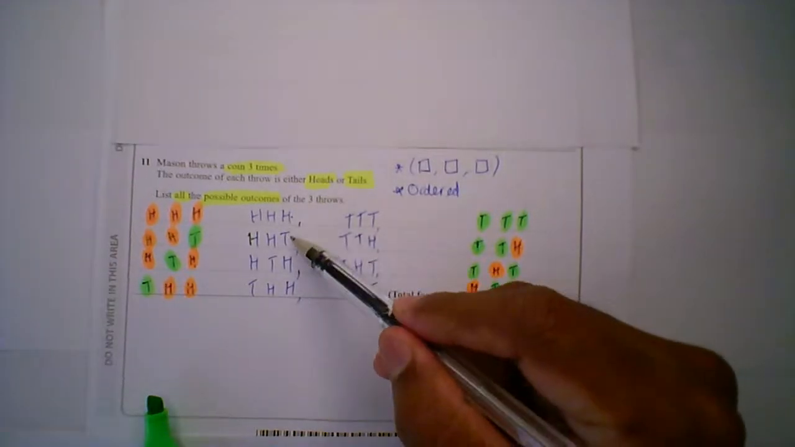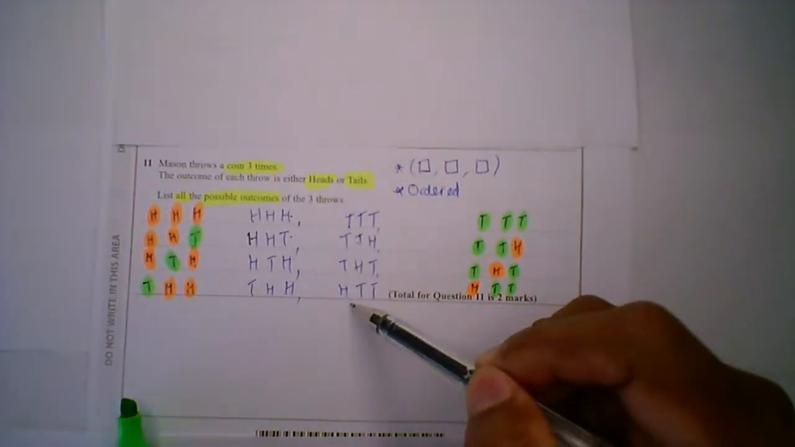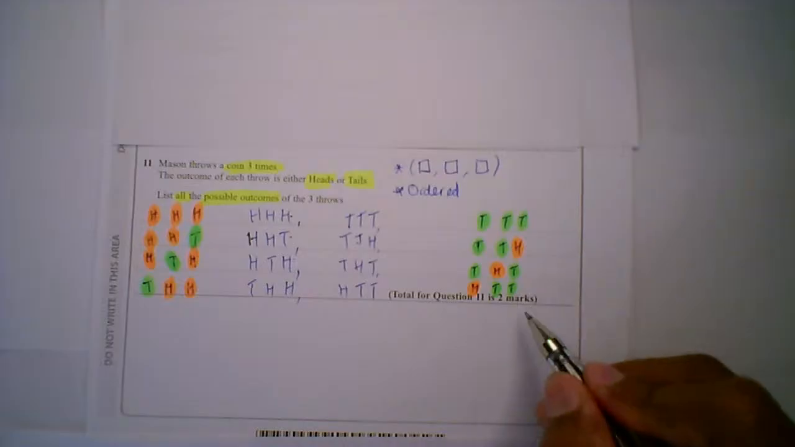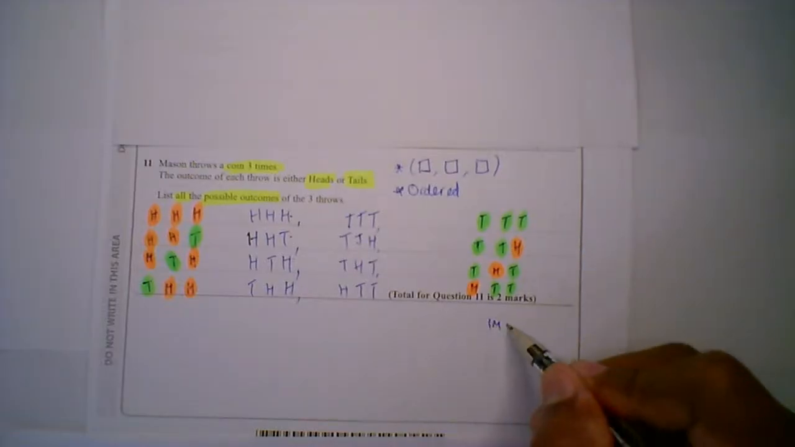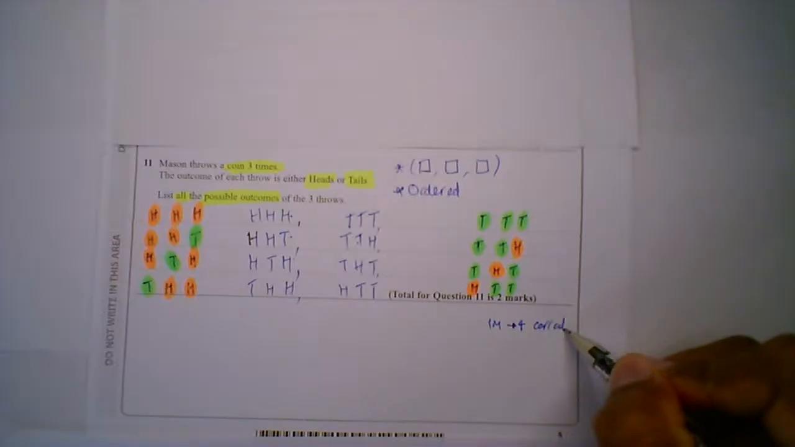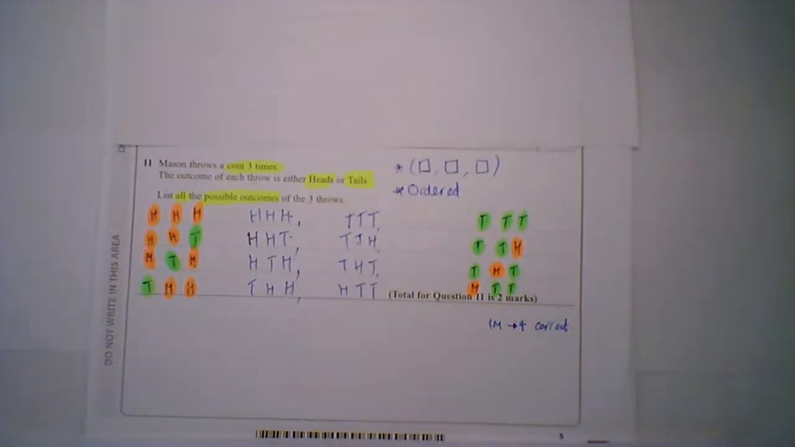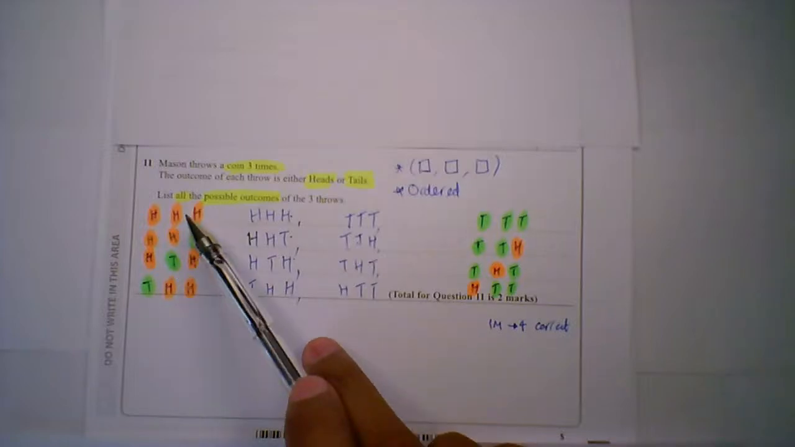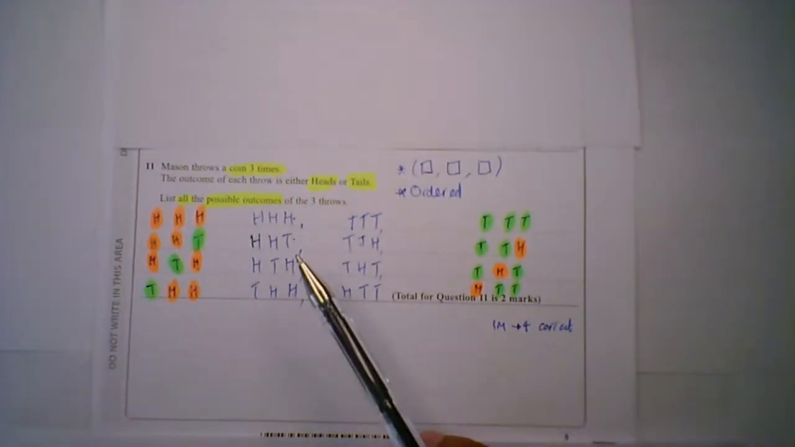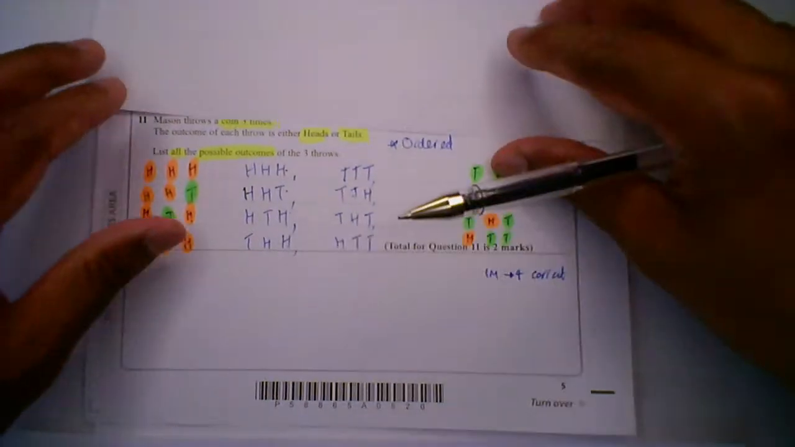So there's 1, 2, 3, 4, 5, 6, 7, 8. 8 possible combinations. This is worth 2 marks. If you want to get 1 mark, then you need to get at least 4 correct. So this one is a bit more tricky from the other ones, because you can easily get tangled up with these. So I've used colors just so that you can also see what possibilities there are. So hopefully that makes sense. Let's move on to the next question.